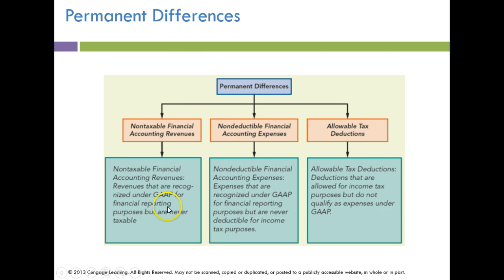So this provides you with the three types of permanent differences. First, non-taxable financial accounting revenues that are never taxable, such as municipal bonds. Second, non-deductible financial accounting expenses that are recognized under GAAP but never deductible for income tax purposes, such as penalties and fines. Third, allowable tax deductions that are allowed for income tax purposes but do not qualify as an expense under GAAP. I can't think of an example right now, but know that financial purposes don't allow it to be an expense, while for tax purposes they do recognize it.